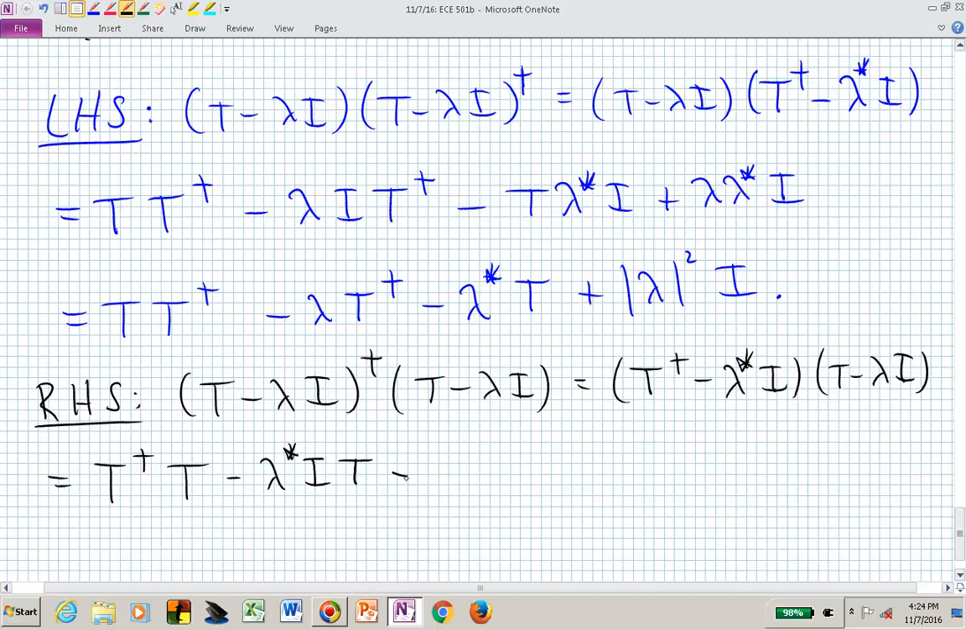And now I have minus T dagger. I'm just trying to mess up my T dagger times lambda I plus lambda star lambda I.